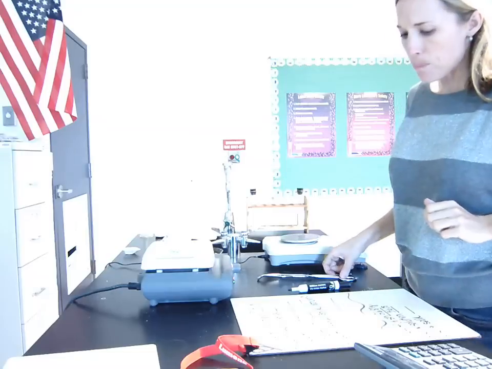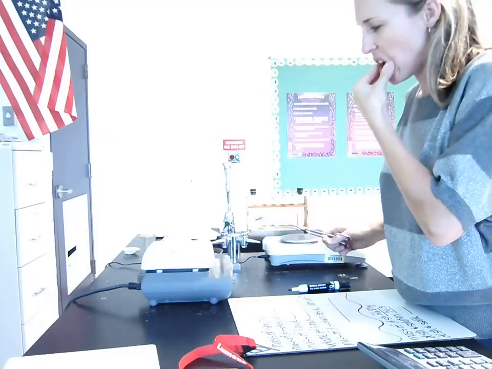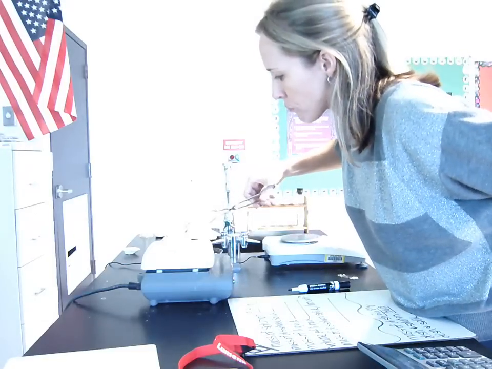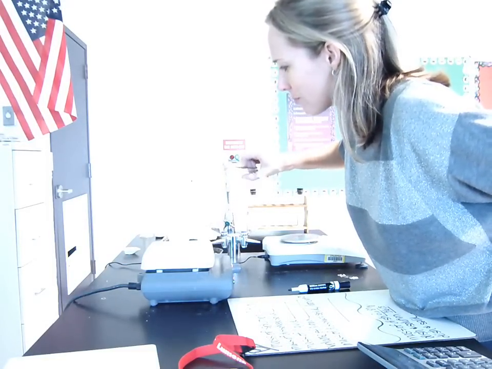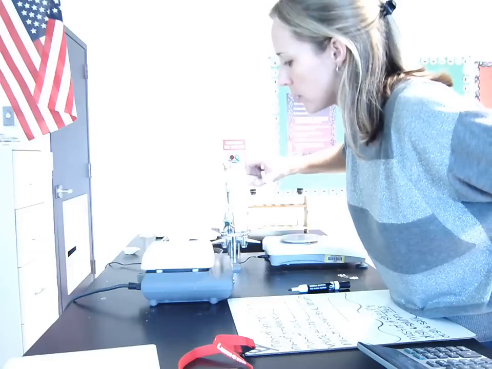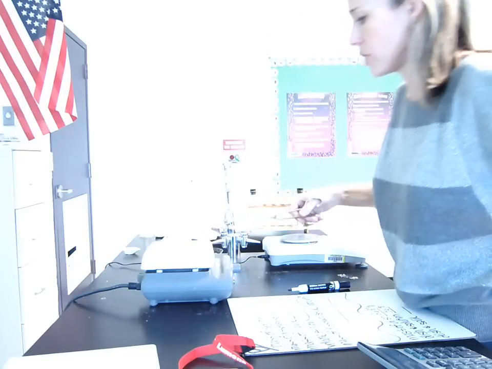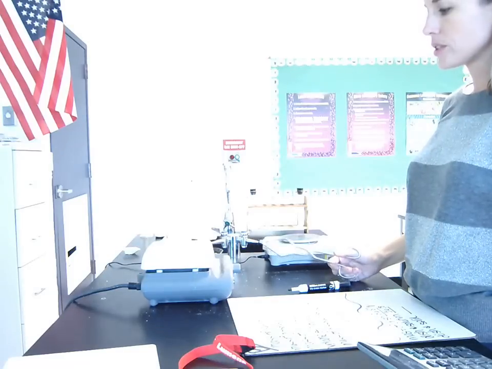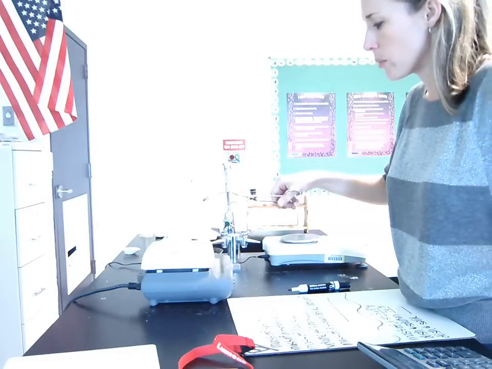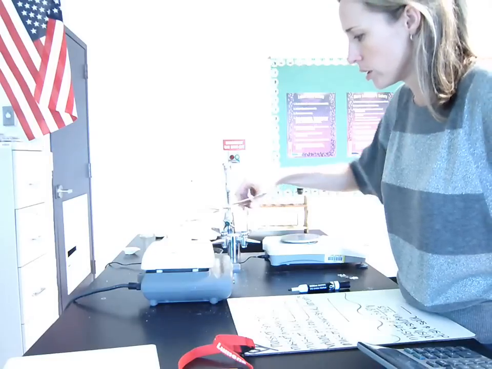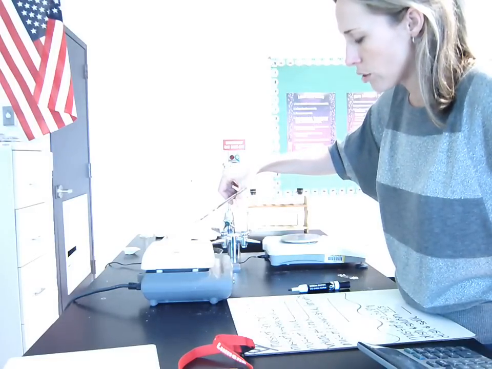Alright, we're getting there. The reason we have to be really careful with this part is because if it's not totally dry, if there's still water in there, then when we mass it to figure out the mass of the dissolved solid, it's going to be heavier than what it should be because there will be water in there as well. So we want to make sure it's totally dry so that what we're massing is just the solid alone so that it doesn't throw our numbers off.